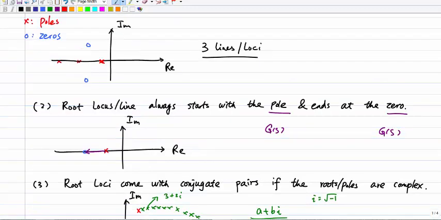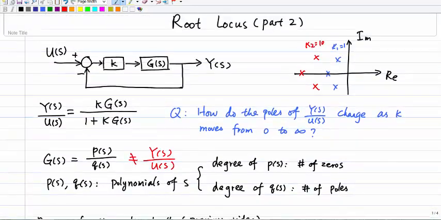So the line, or locus, actually talks about, let's say for example here, if you start from k equals 0, for one pole, you compute that. As time goes on, you see this is a trajectory. Let's say this is the trajectory. This is called a line. The other one, you could have another one.